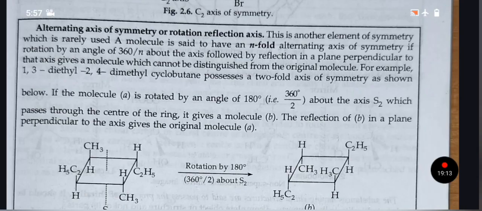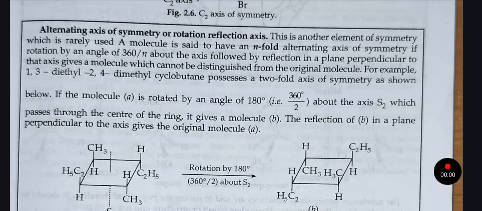Alternating axis of symmetry, or rotation reflection axis. This is another element of symmetry which is rarely used. A molecule is said to have an n-fold alternating axis of symmetry if rotation by an angle of 360 by n about the axis, followed by reflection in the plane perpendicular to this axis, gives a molecule which cannot be distinguished from the original molecule.